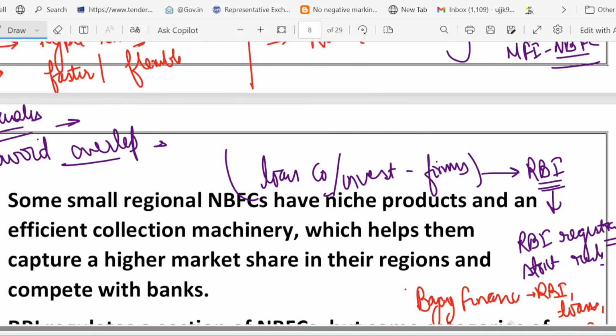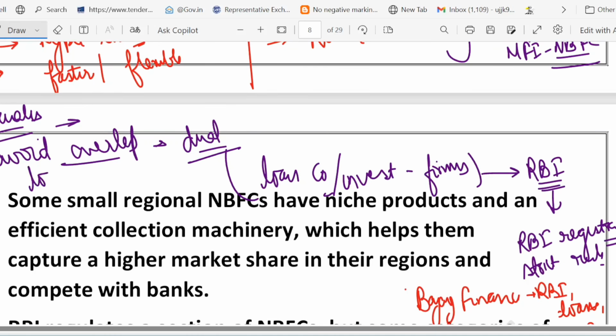What does it mean? This is another reason why different regulators are there. It means they prevent dual regulator chaos. Suppose one particular NBFC is regulated by RBI, also SEBI, and also IRDAI. That is called dual regulator chaos, and the chaos will be created. To avoid this chaos, this specific regulation is there.